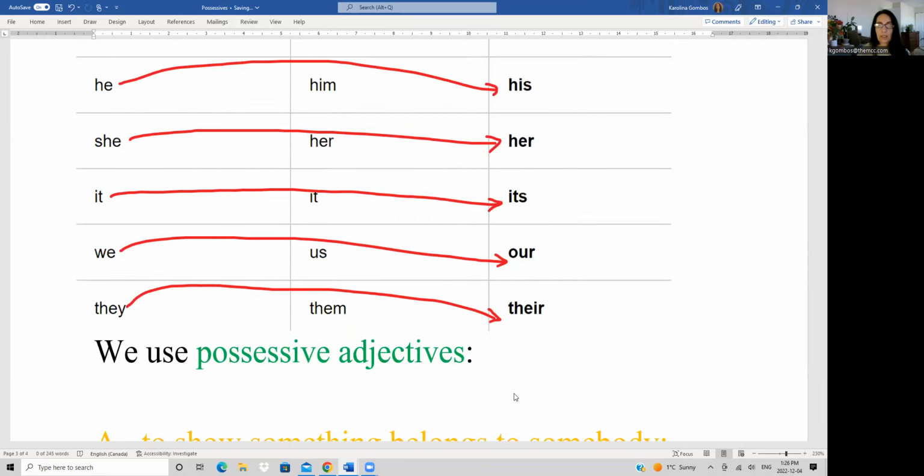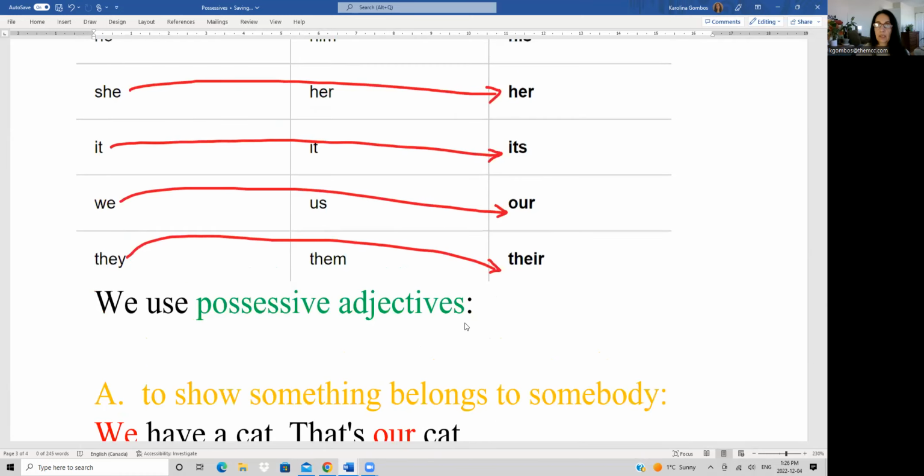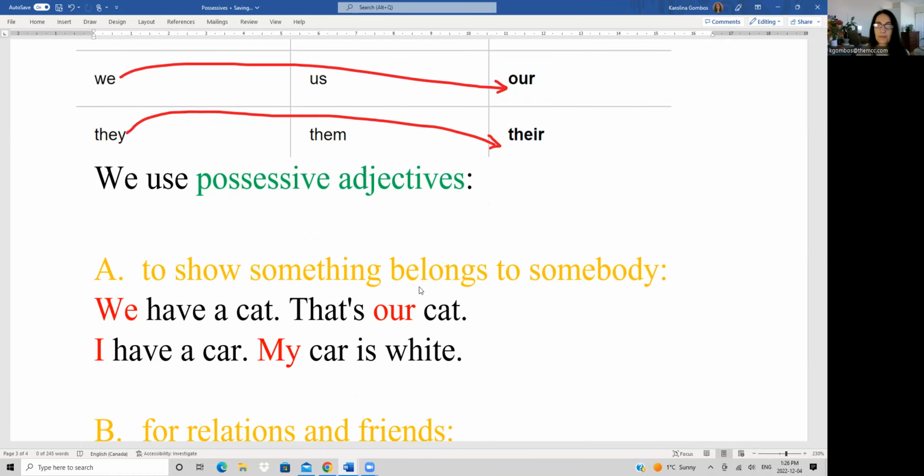Okay, so you have to remember these ones: I, my, you, your, he, his, she, her, it, its, we, our, and they, their. And if you paid attention, after my, your, our, their, its, his, and her, I always said a noun. So that's our cat, my car. Okay, so we have a cat. That's our cat. I can highlight it for you. I never say that's our and stop there. I have to say our what? Our cat, our house, our book. Something comes after our.